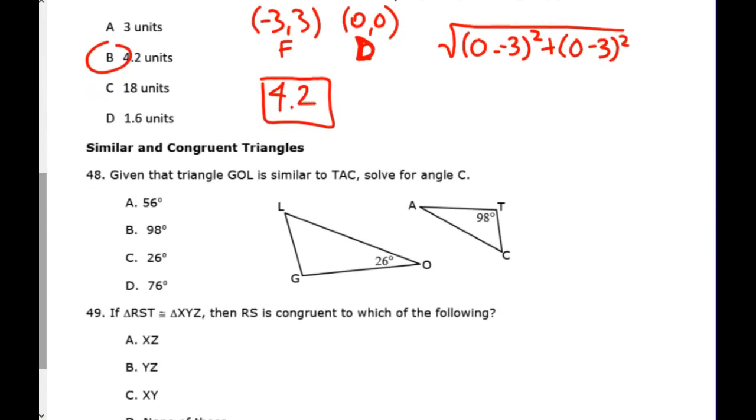Okay, similar and congruent, given that triangle GOL is similar to TAC. So let's mark this up. The first letter is G, first letter is T. Order matters, and we know that for similar triangles, the angles are congruent. So let's put an arc at G and an arc at T. So that means angle G is definitely going to be 98 degrees. Okay, angle O and angle A should be congruent in their measurement. O is 26, so A is also going to be 26.